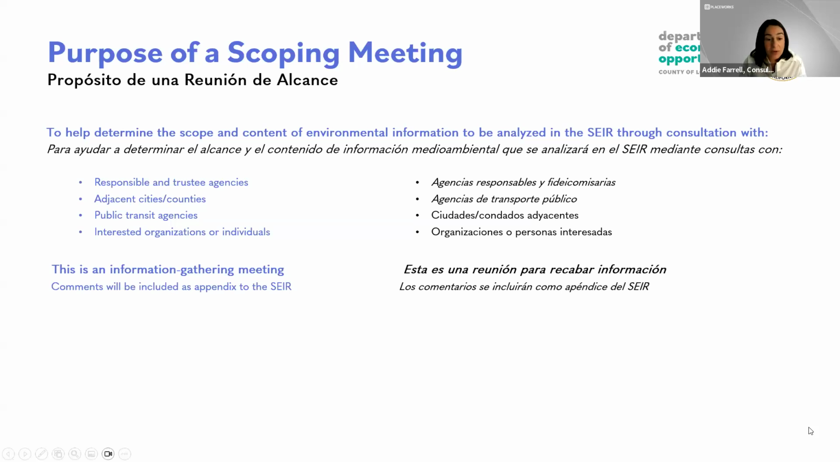Just wanted to note, at any time during this meeting, you can provide a written comment in the chat on the bottom of your toolbar there. And then at the end of the meeting, we will encourage you to provide verbal comments, again, related to the environmental impacts of the project and what you think is important for this EIR to consider. So let's go on to the next slide, Kristen.